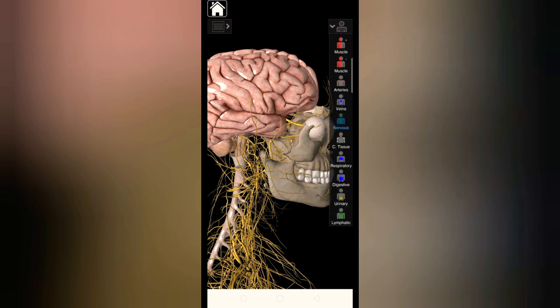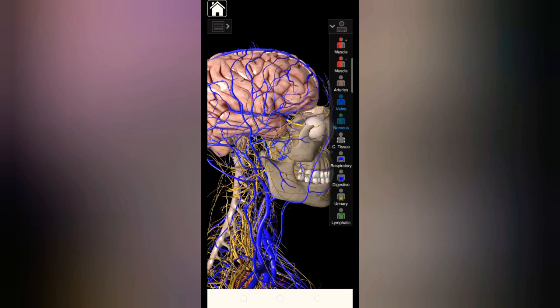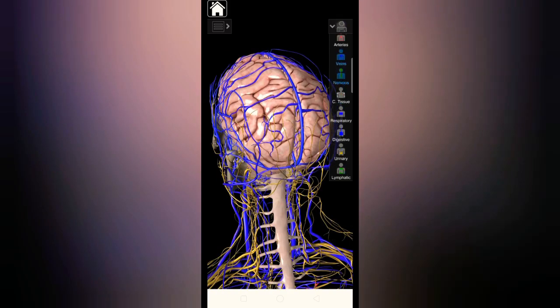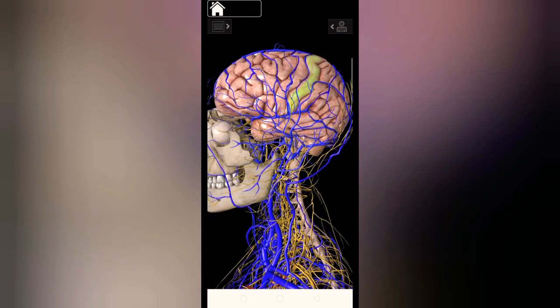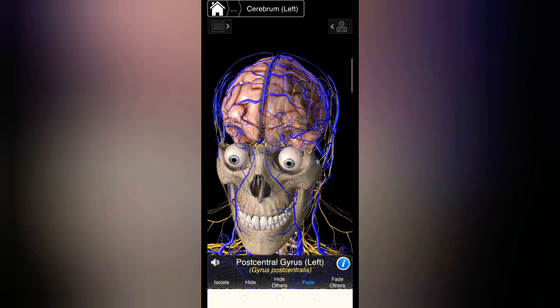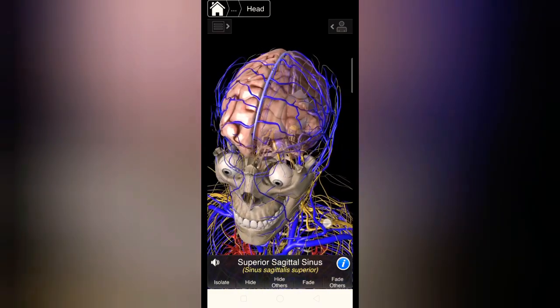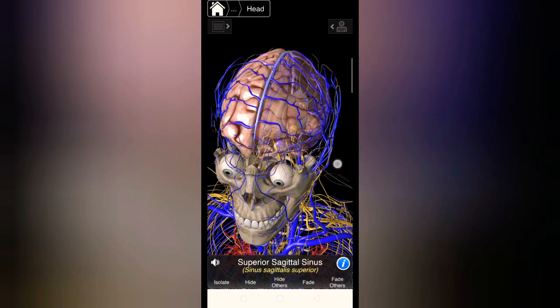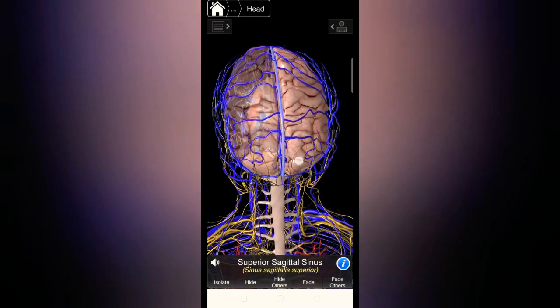In the venous system, if we look at it, there is a superior sagittal sinus. This is our superior sagittal sinus running along the medial longitudinal fissure. So this is the content which is present at the upper part of the medial longitudinal fissure.